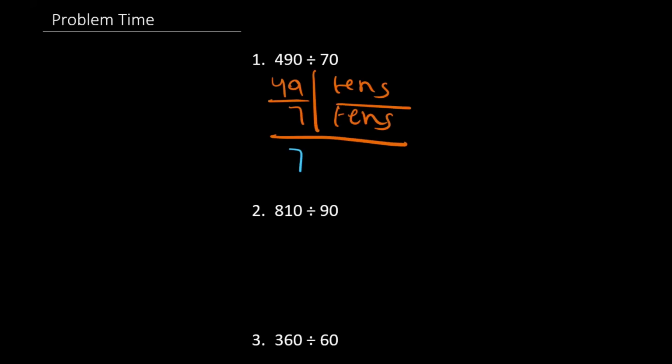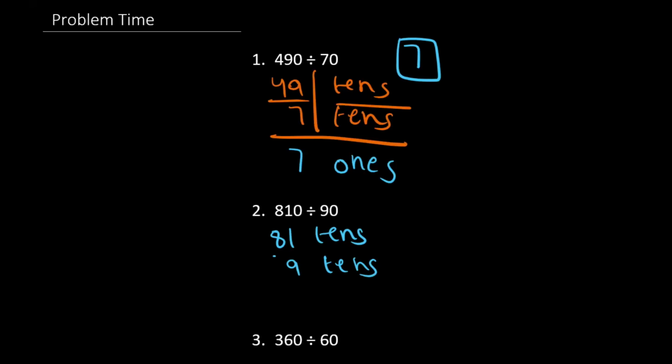Tens divided by tens is ones, so 7 ones. 7 ones equals 7, and that should be our answer for the first question. Now, the second question. 810 also equals 81 tens, and 90 also equals 9 tens. Now we have to divide. 81 divided by 9 is 9. Tens divided by tens again is ones. So 9 ones equals 9.